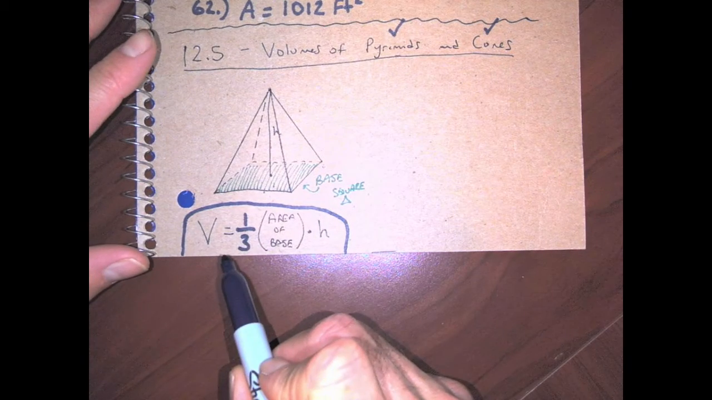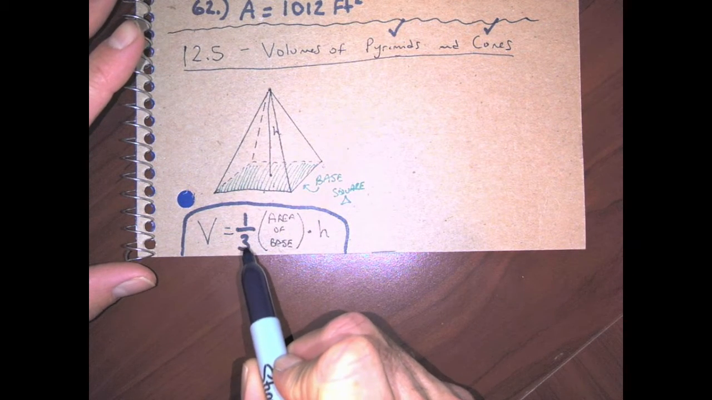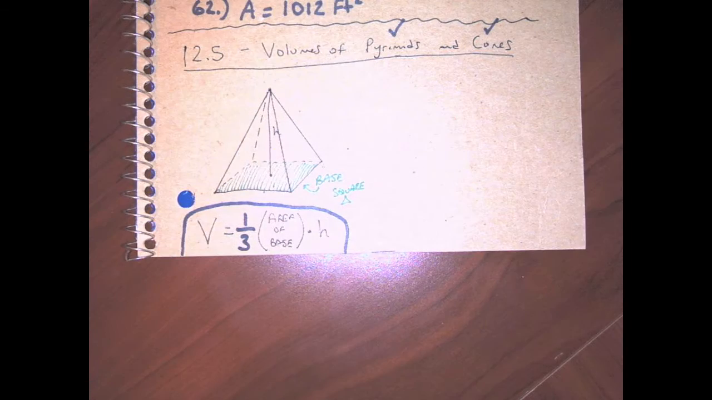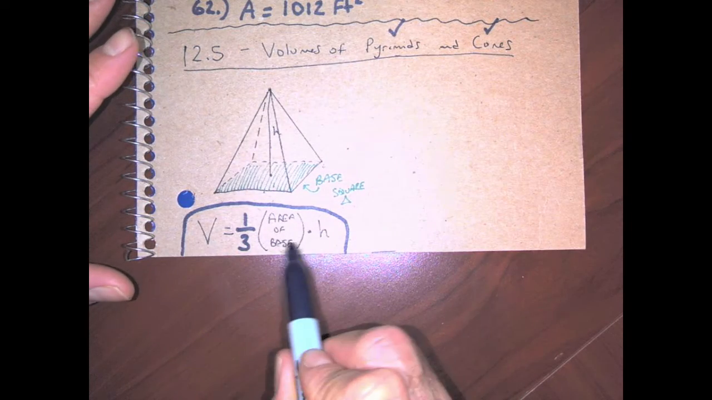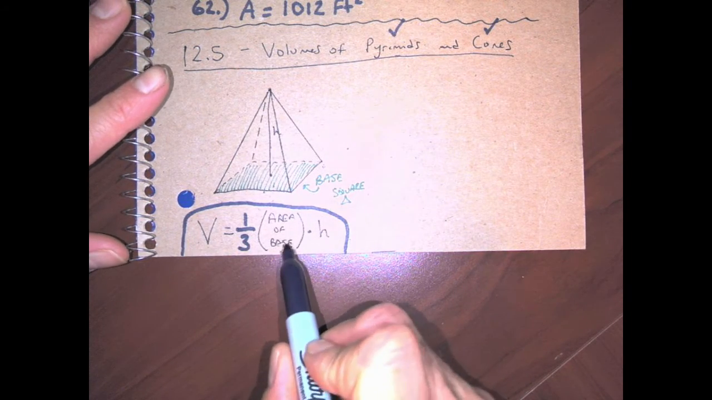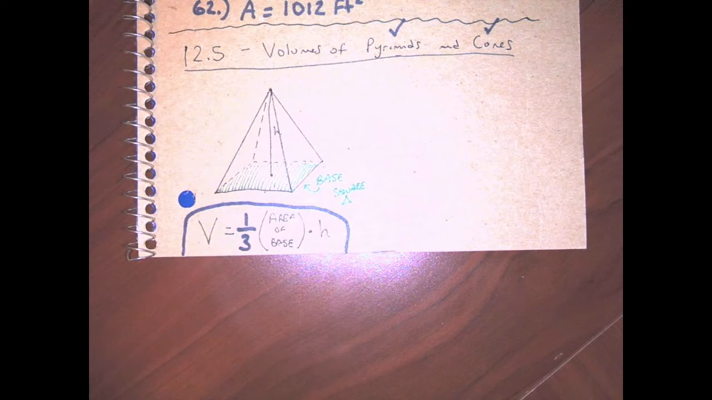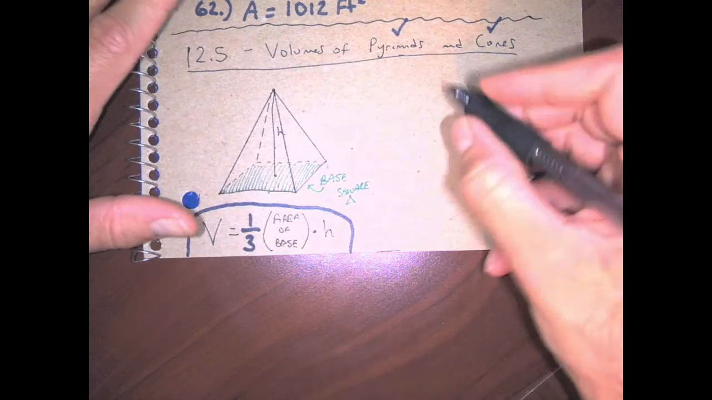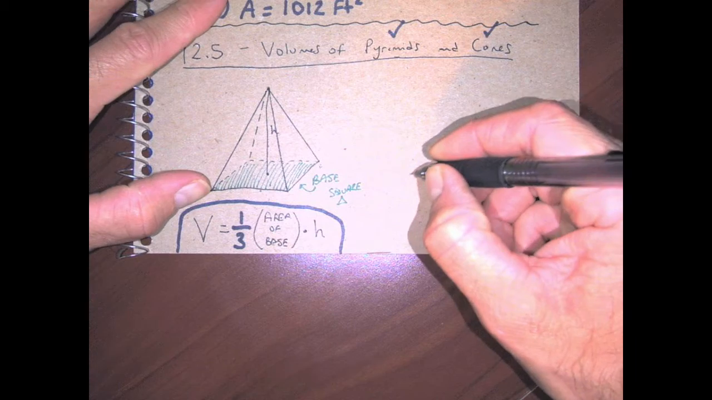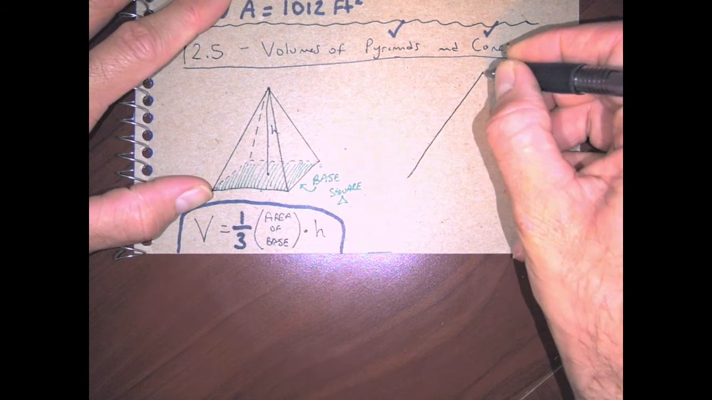Hey, the volume of a pyramid is a third of the volume of a prism. So it's pretty much the same formula I gave on Monday, but it's 1/3 the area of the base times the height. All right, let's make ourselves a cone, shall we? Come over here. Beep, beep.